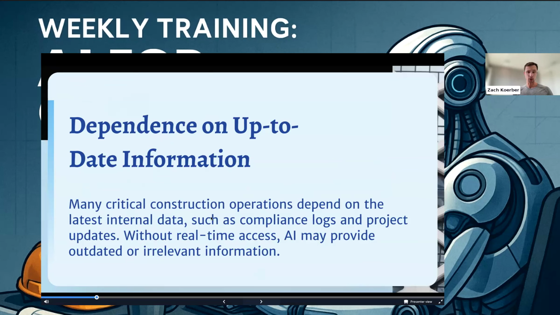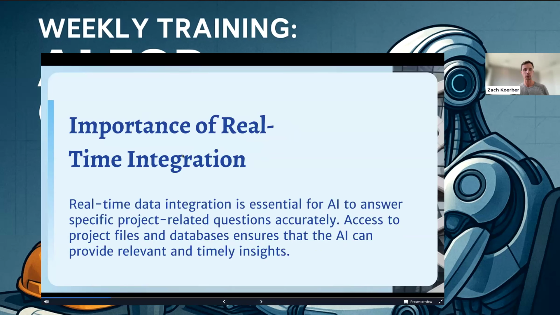Many critical construction operations depend on the latest internal data, such as compliance logs and project updates. Without this real-time access, AI may provide outdated or irrelevant information. And then you're copy and pasting and editing it when you could have just written it yourself for the first time. Real-time data integration is going to be essential for AI to answer specific project-related questions accurately. Access to project files and databases ensures that AI can provide relevant and timely insights.